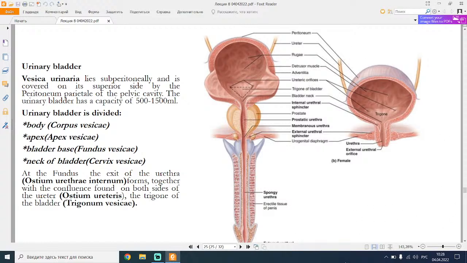Urinary bladder is divided into apex, body, bladder base, and neck. Apex of the bladder, body of the bladder, apex and neck of the bladder.